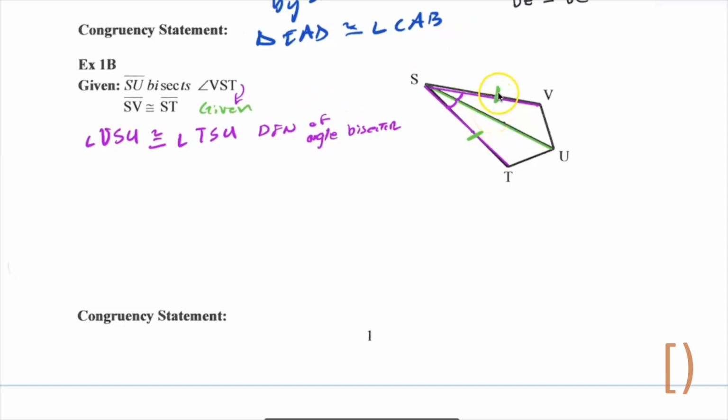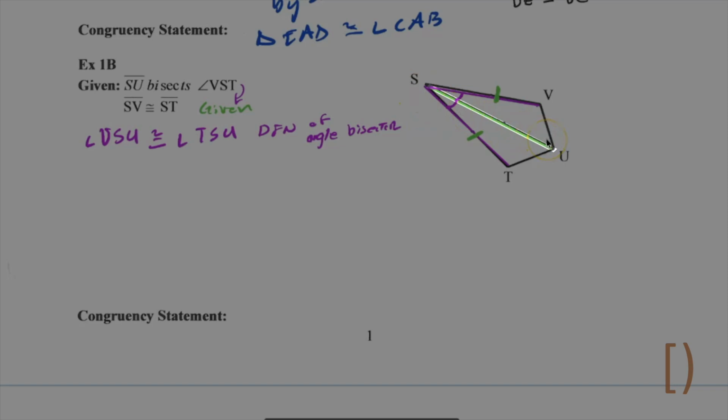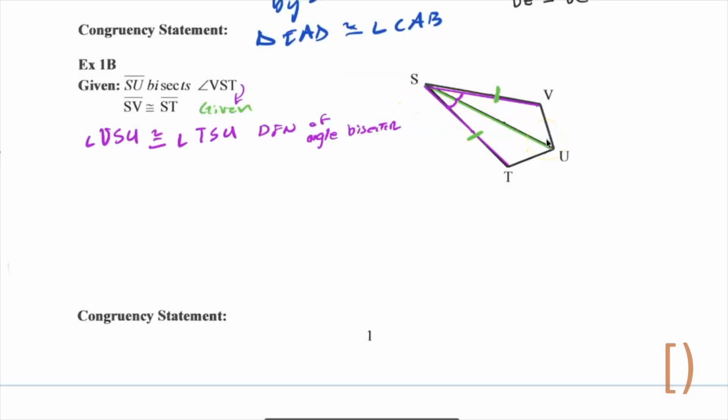Not yet. All I have is an angle right here, and we have a side. We're still missing a side, right? Side angle side is what we're trying to look for. Well, this middle one's a special case. Notice how this triangle and this triangle both share that green middle line. We could use that. We call that reflexive. So we're going to say SU is congruent to itself. SU, and we're going to say reflexive.